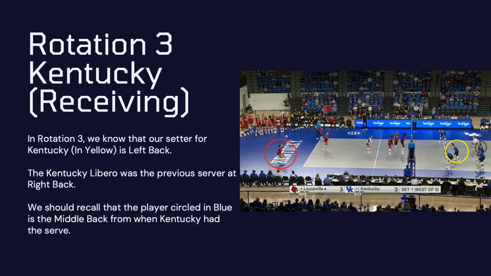Again, in rotation 3, serve receive for Kentucky. Our back row setter, who is the left back, is circled in yellow. Our previous server was the libero, who was the right back player. So we know two of our three back row players. We recall that when Kentucky was serving, the player circled in blue is the middle back. Thus, we know all three of our back row players.